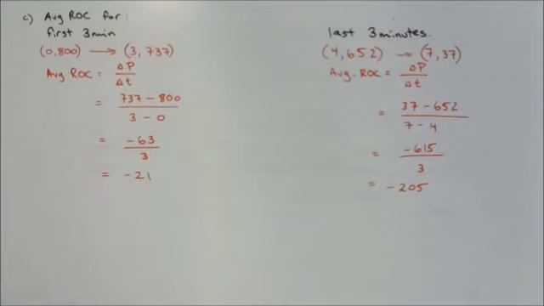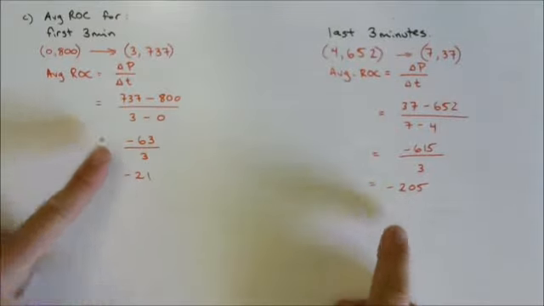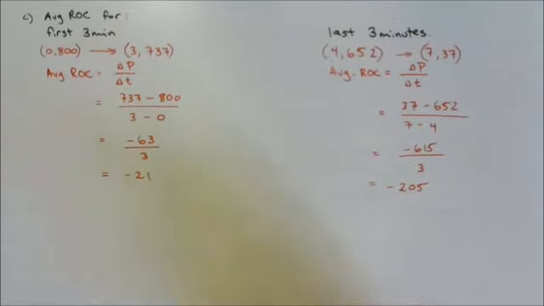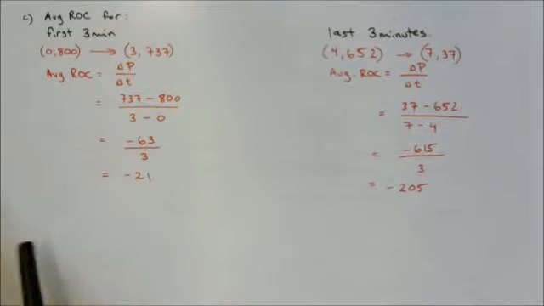Okay, how can we tell? Just discussion. How can we tell? We have a table, we have a picture of a graph, and now we have calculation of rate of change for the first 3 minutes and last 3 minutes. How can we tell that the rate of change is not constant? Yeah, the rate of change in the first 3 minutes is different than the rate of change in the last 3 minutes. There's a clear answer.